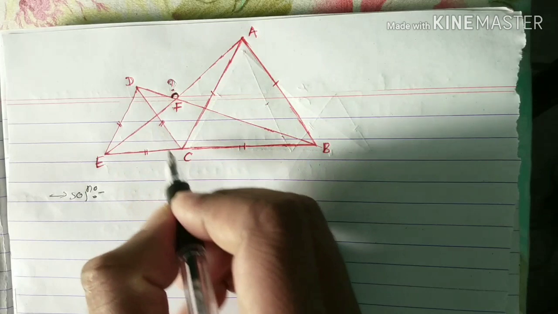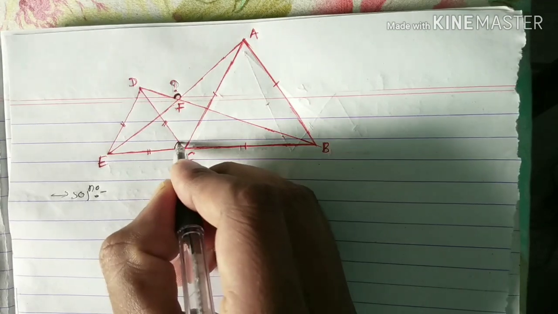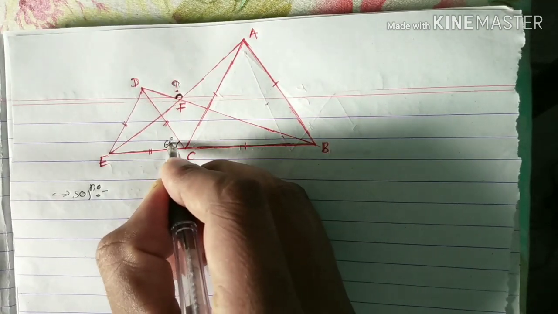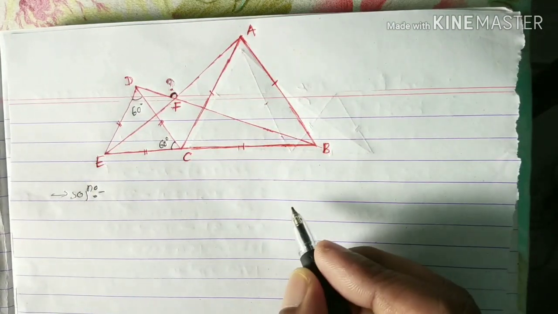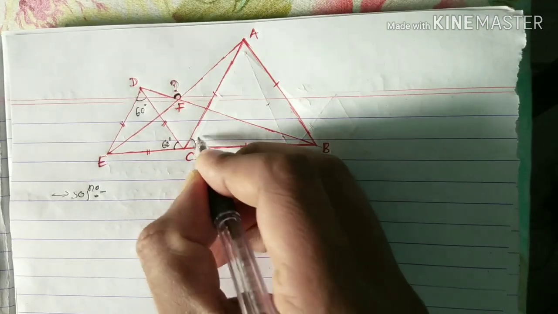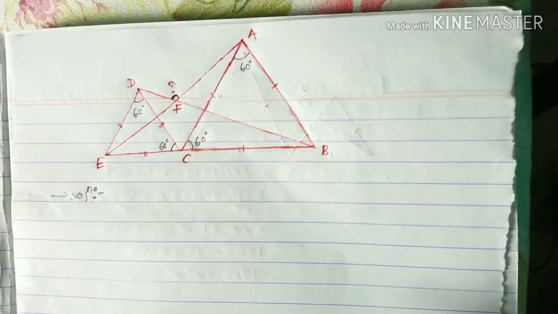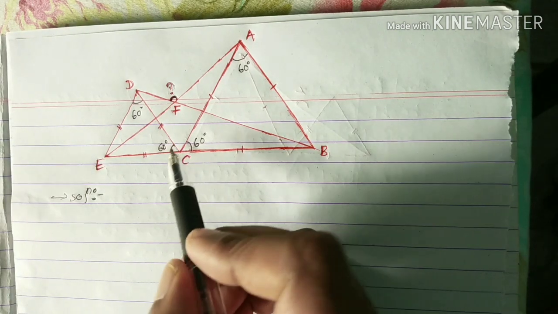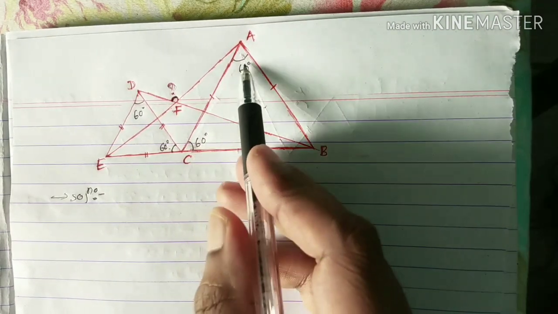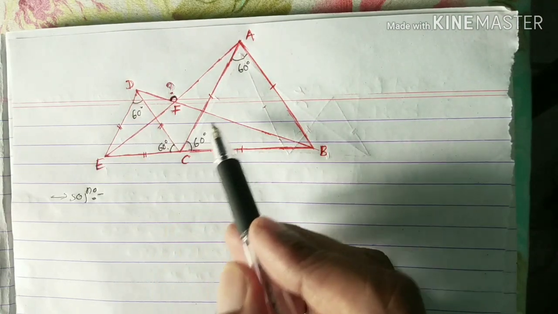As we know, triangle CDE is an equilateral triangle. So this angle will be 60 degrees, and these angles also will be 60 degrees. Here also we have this angle 60 degrees, and this whole angle 60 degrees. Because each angle of an equilateral triangle is 60 degrees.